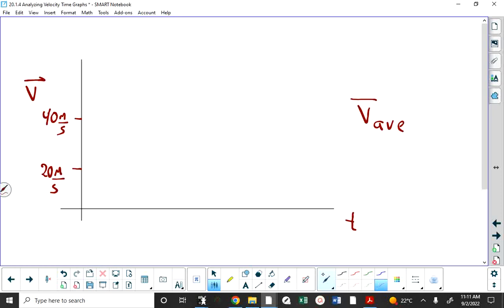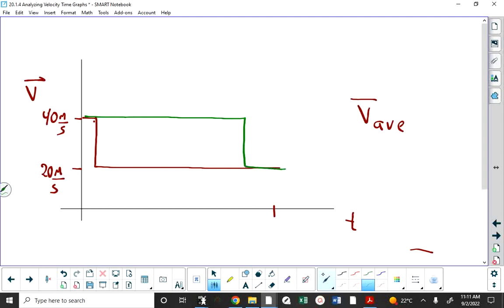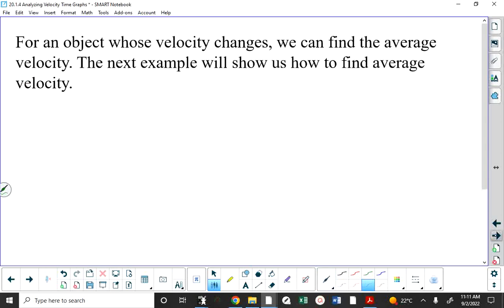Yeah? Right. It might be this, in which case, I hope everybody would agree that up to this point, my average velocity is going to be a lot closer to 20 than it is to 40. Or, if it were like this, then my average velocity is going to be a lot closer to 40. And I know that many of you, if you knew those times, could maybe figure out the average velocity as kind of a puzzle. But there's a very definitive way to do it, which is what this example is about.